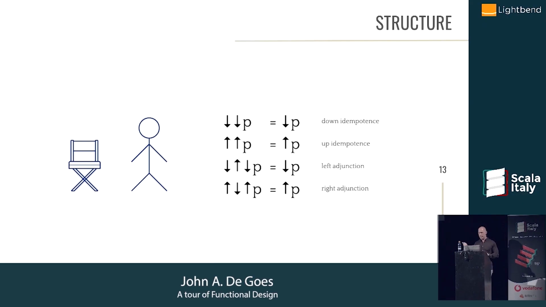Here we have down idempotence, up idempotence, something called left adjunction. Ignore that if you've not heard of it, but basically it's sit down, sit up, sit down. That's the same thing as sitting down. And then we have right adjunction, which is the reverse of that, the dual of that. So here we have 4 properties that characterize the behavior of sitting and up and down.